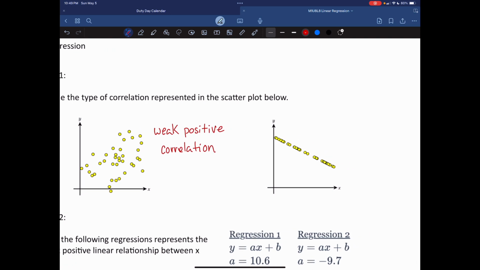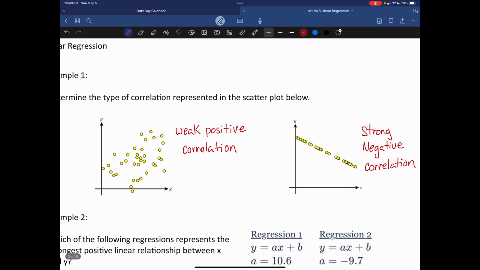And then over here, this one's pretty obvious, right? So we're going down like this. So our correlation would be a strong negative correlation, because we have a negative slope. Okay, and that's example 1.